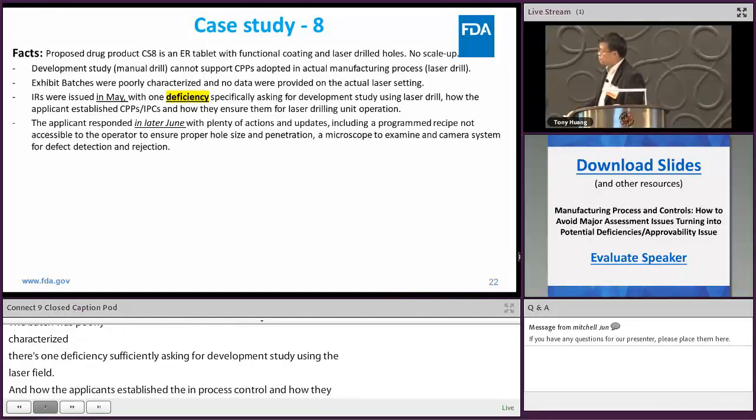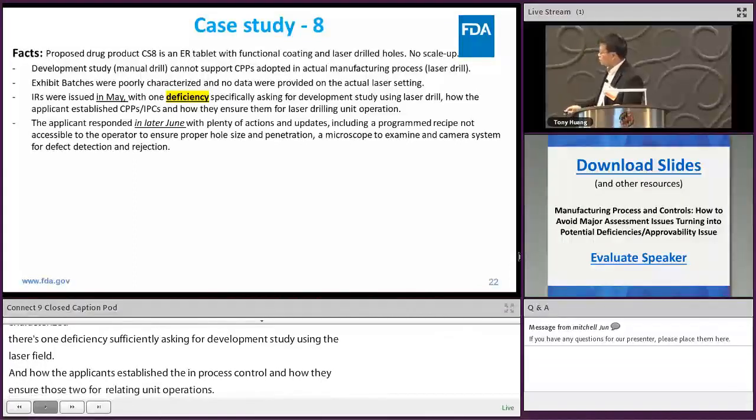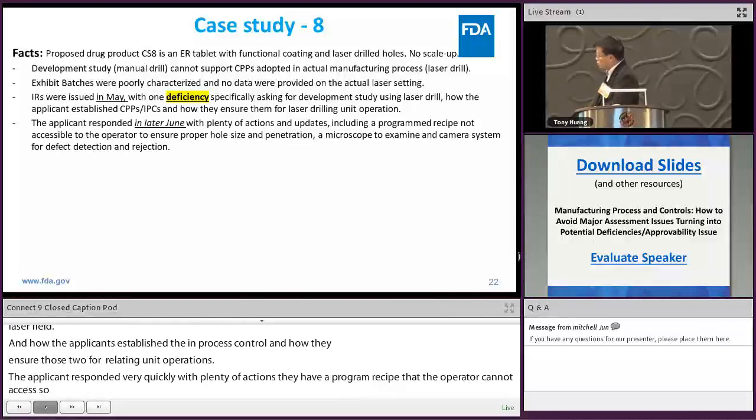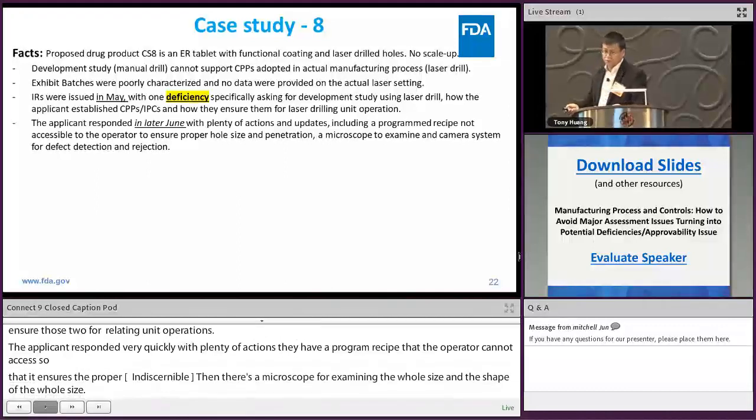And the applicant responded very quickly, and in the following months, with plenty of actions and updates. They said they will have a program recipe that the operator cannot access, so that will ensure the proper hole size and penetration. And they will have a microscope to examine the hole size, the depth of the hole, and even the shape of the hole. And finally, they said they have a camera system in place to detect the defects and reject the unqualified units.